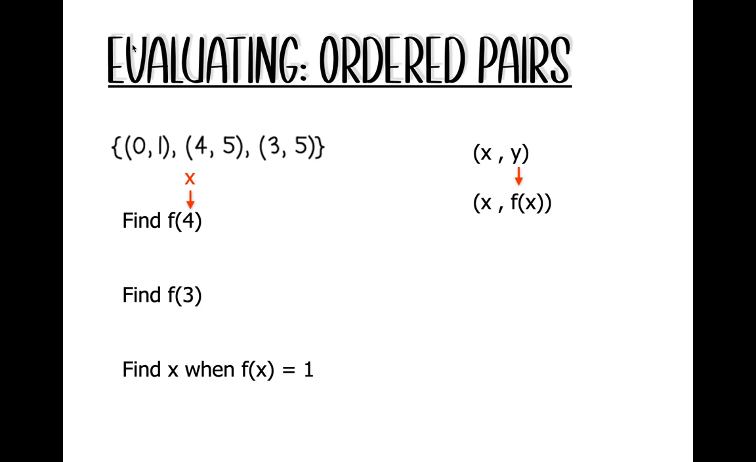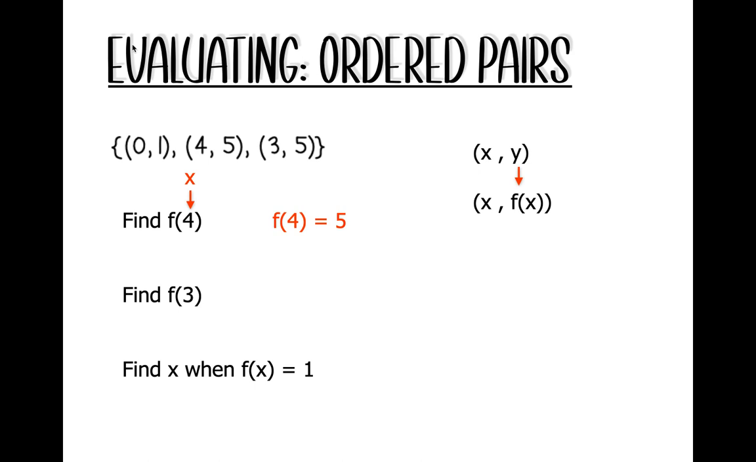So I'm going to look at my ordered pairs and see where is x equal to 4. I can see that in the second pair, there is an x that is 4. So that is a pair that I want to look at. So the question is asking me, when x is 4, what is y? Well, y would be 5 because 4 and 5 are paired together.